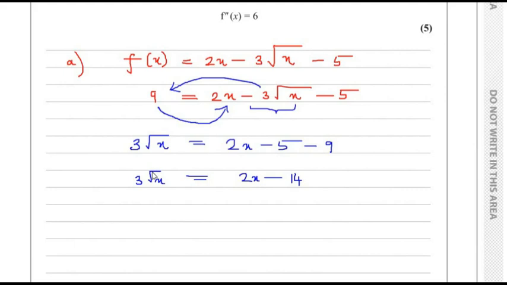Now to get rid of the square root, we can square both sides, and the equation becomes 9x is equal to, expanding this, 2x minus 14 times 2x minus 14.